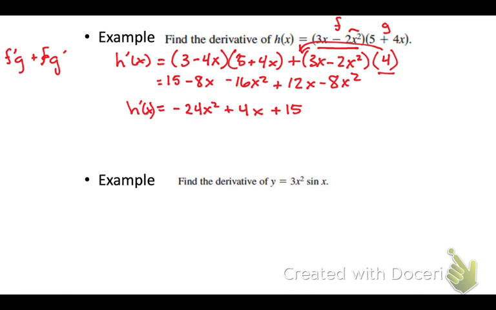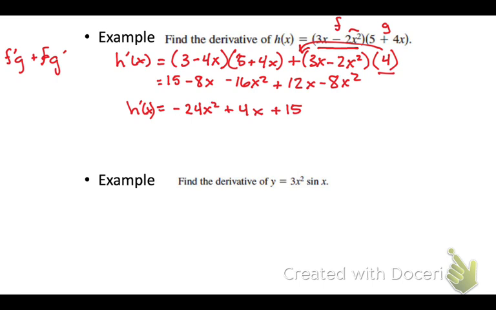I was about to ask, wouldn't it be negative 4, and then realize that I think I distributed it wrong. You should have 15 plus 12x minus 20x minus 16x squared, and then plus 12x minus 8x squared. So 12 minus 20 is negative 8. Oh my goodness. It's gonna be a long day today.